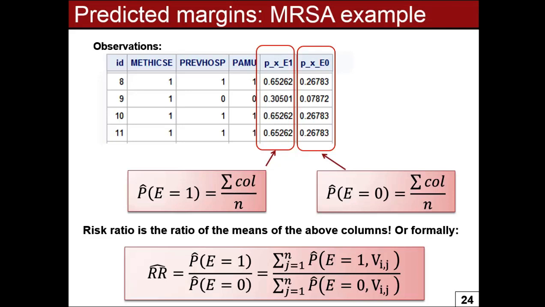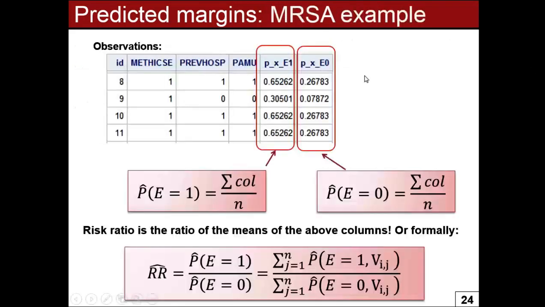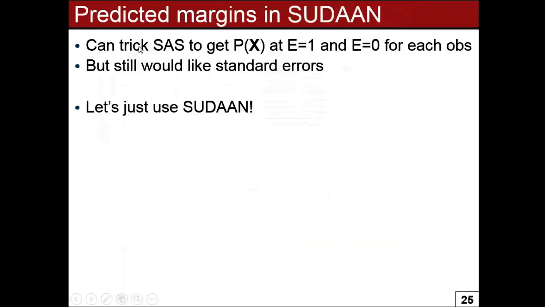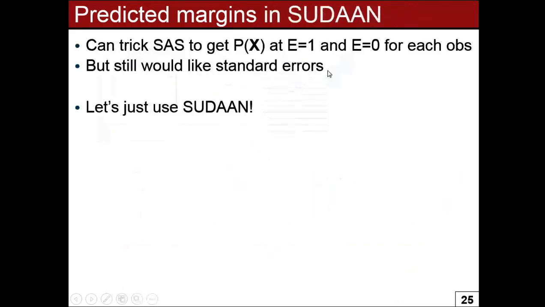Okay, so this is a really beautiful idea. This is really intuitive. We have a model that makes predictions, predict everyone under exposed and unexposed, take the ratio of it. This is simulating the thing we'd love to do in real life. So we can trick SAS to do this, like I've done here. And again, you can get the risk ratio by tricking SAS to do this. But you won't get the standard errors. And again, you need Sudan to do that.